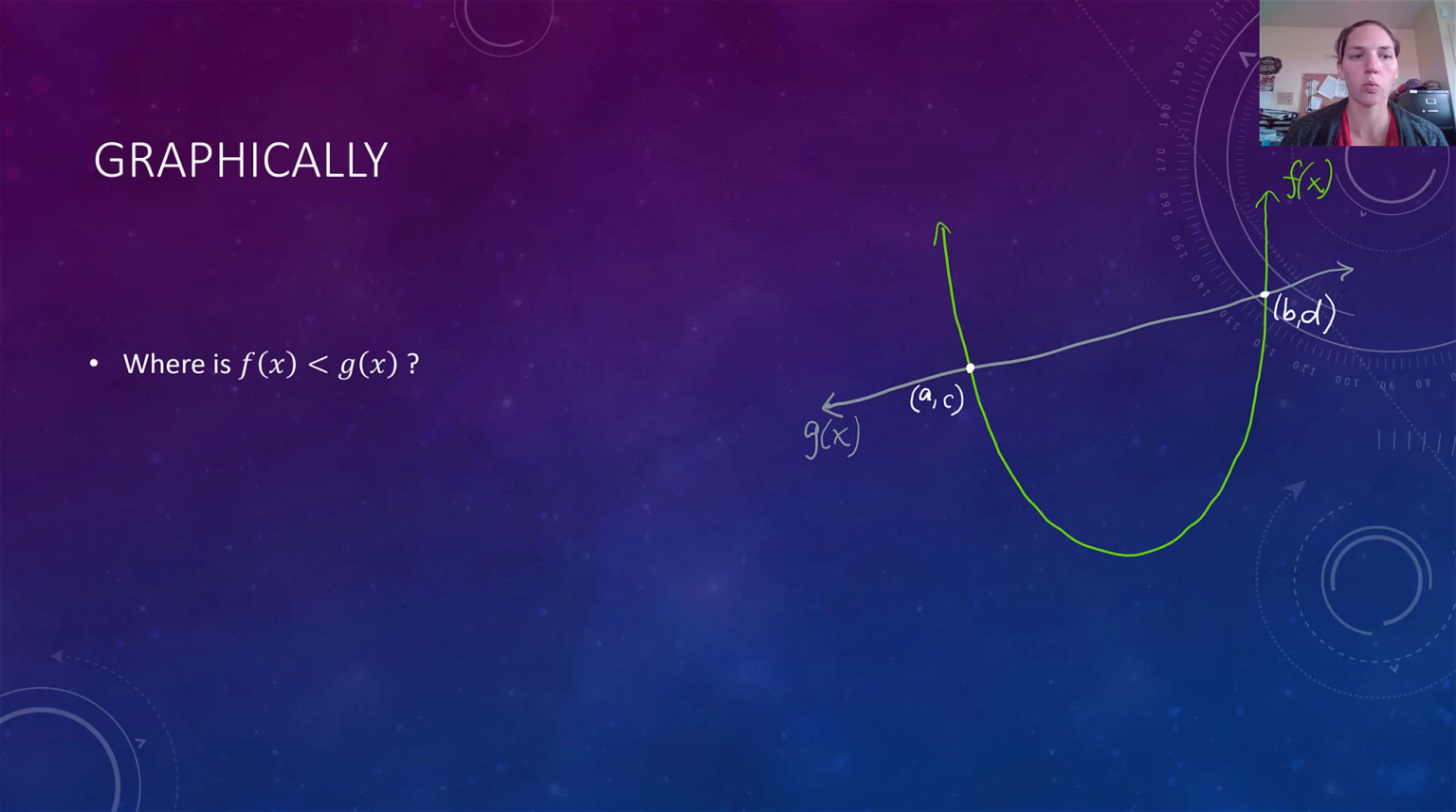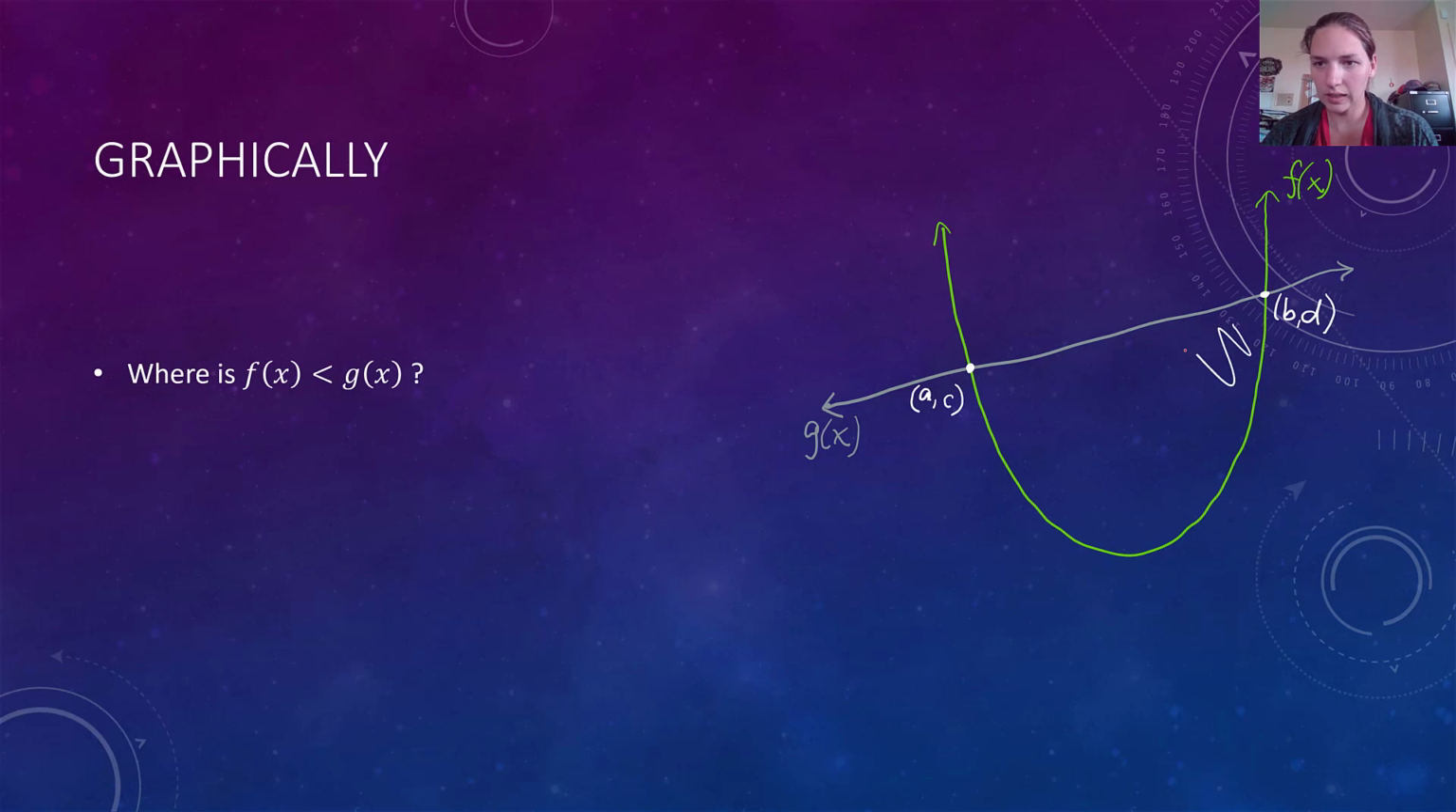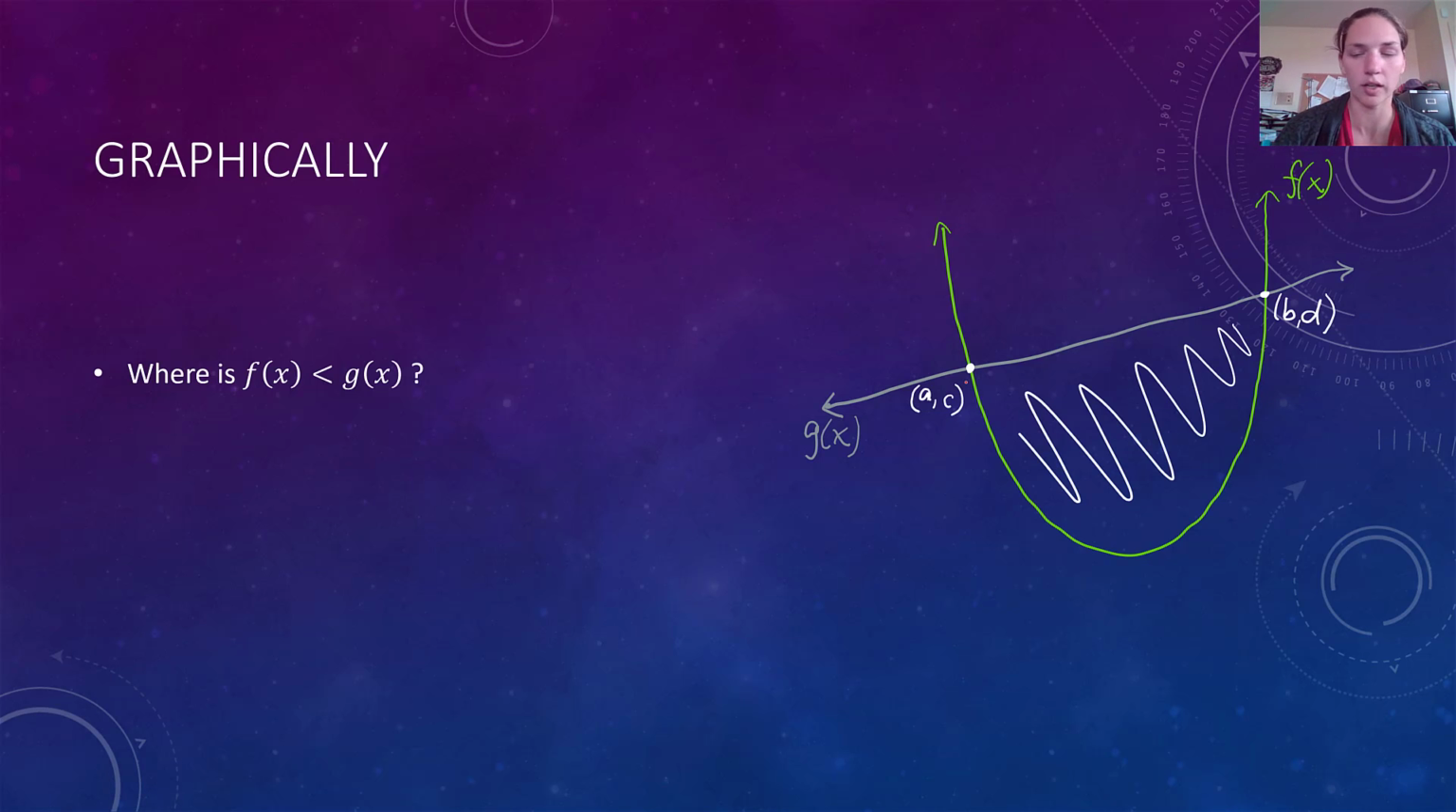So where is f of x, the green function, the parabola, less than g of x? Where are the y values from f of x lower than the y values from g of x? G of x is the linear function, the gray. Well, it looks like somewhere in here, yeah, these y values for f, the green function, are lower than the ones for the gray function. So this would be the interval a, b.